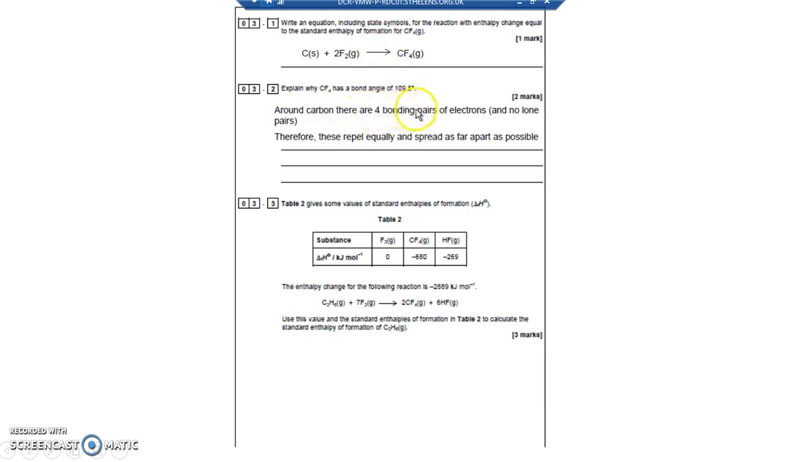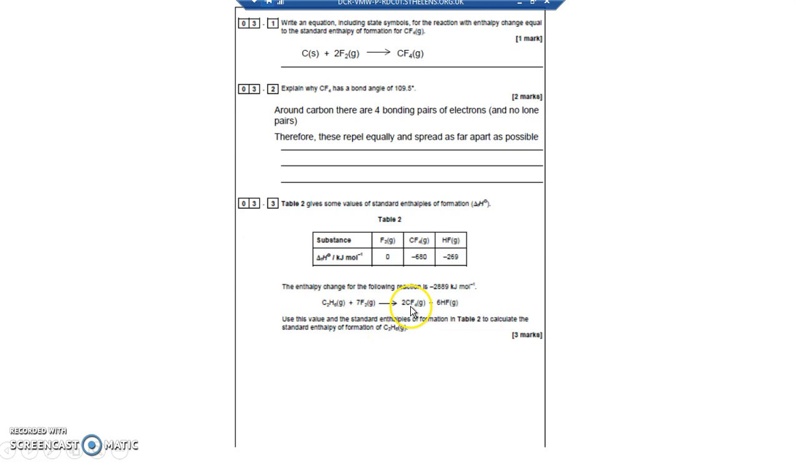So around carbon there's 4 bonding pairs of electrons. These repel equally and spread as far apart as possible. You don't even need to mention it's in a tetrahedral shape. We've got some standard enthalpies of formation here of each of these chemicals, but we haven't got C2H6, and it's asking us to work that out.